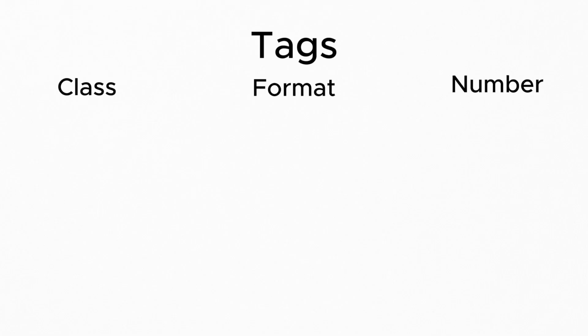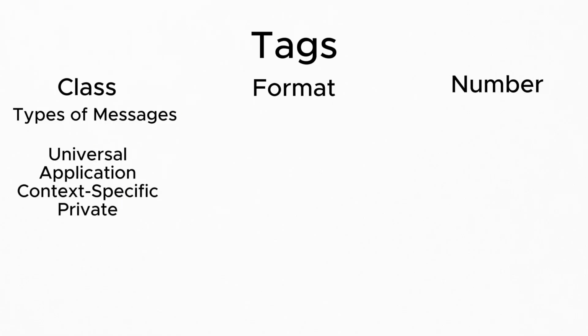Now, not only that, tags are also broken up into parts themselves. Tags are broken up into a class, a format, and a number. The class of a tag essentially defines the type of message that is going across. In Kerberos, there's one specific class that is used, and it's known as context specific. That is essentially the only class that we'll be using for most of the tags within sequences.